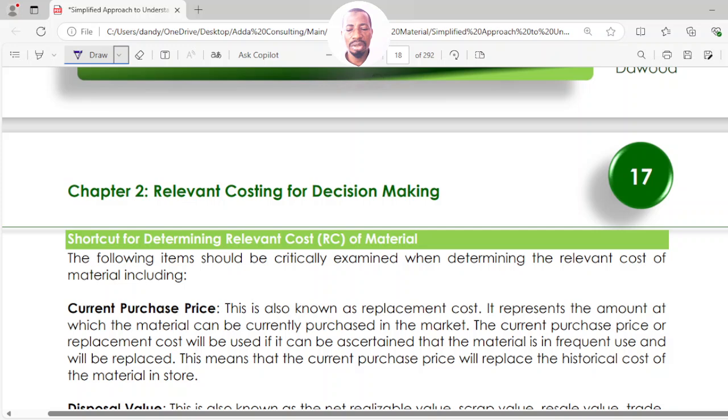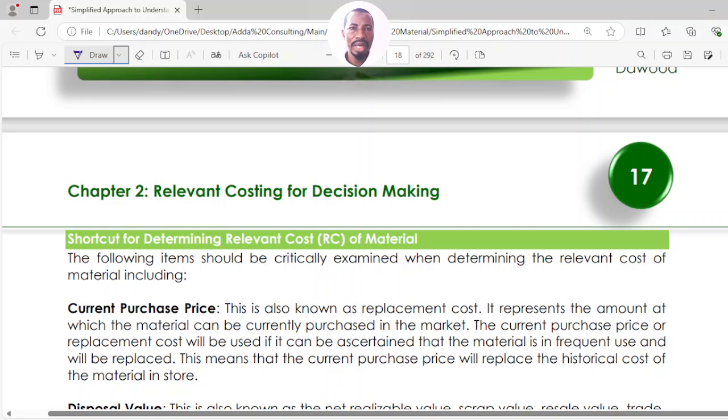Therefore, the current purchase price should be used if it can be ascertained that the material is in frequent use and will be replaced. Once you are told that the material is in regular use and will be replaced, then the current purchase price is a relevant cost that should be used. All right. Then the second one is disposal value.